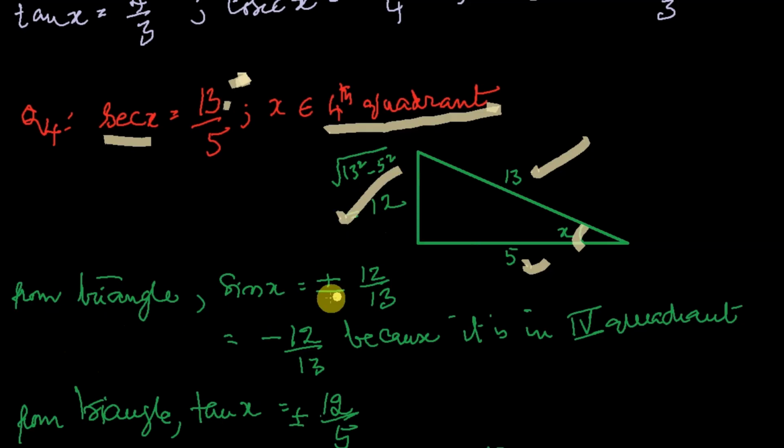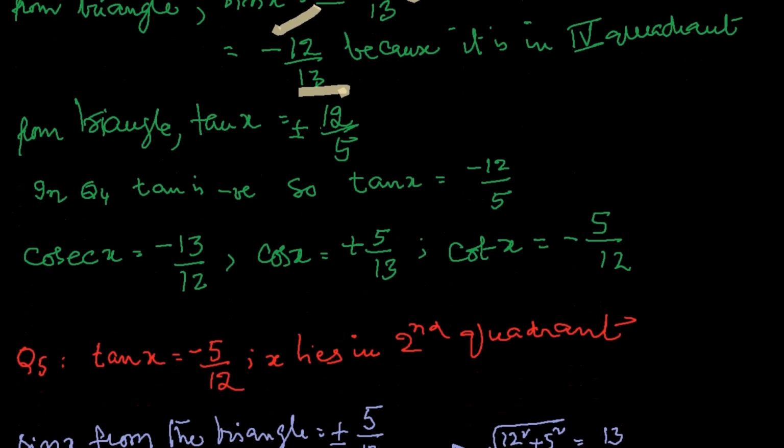So from this triangle, sin x is opposite side by hypotenuse, plus or minus 12 by 13. Because it is in the fourth quadrant, it is negative, so minus 12 by 13. Then from the triangle, tan x is 12 by 5, and because it is in Q4, tan x is negative, minus 12 by 5. So cosecant x is the inverse of sin x, minus 13 by 12. Cos x is the inverse of secant x, 5 by 13. Cot x is the inverse of tan x, minus 5 by 12.